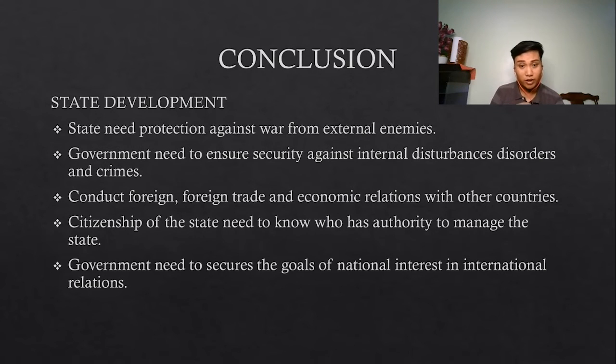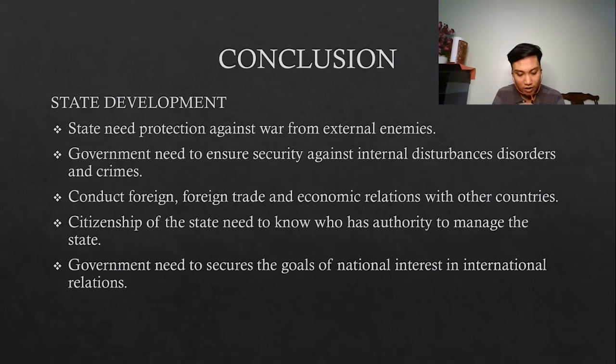Okay, and the conclusion is there are a few things that we must know to develop a state. Firstly, a state is needed for protection against war and from external enemies. This is because a state needs protection and security against war, external aggression, internal disturbance and disorder. Furthermore, the society of citizenship needs the state for security, peace or stability and full protection against external aggression and war. Second, the state needs to ensure security against internal disturbance, disorder and crime. And for this purpose, the state needs to provide police.